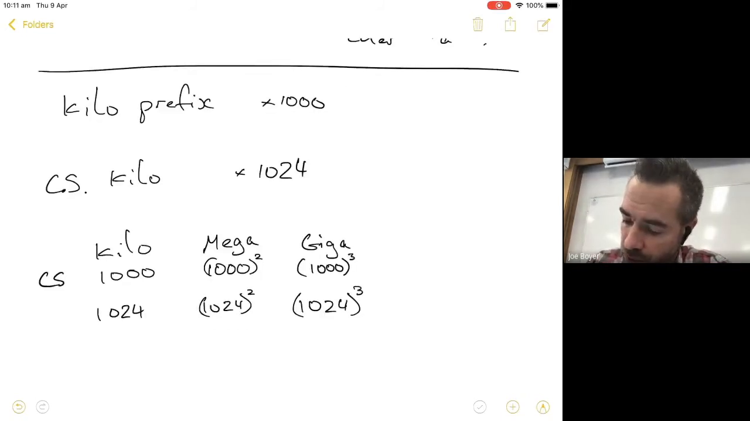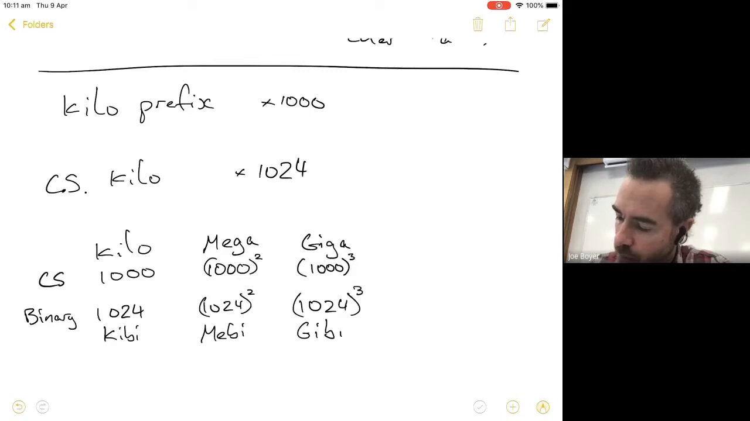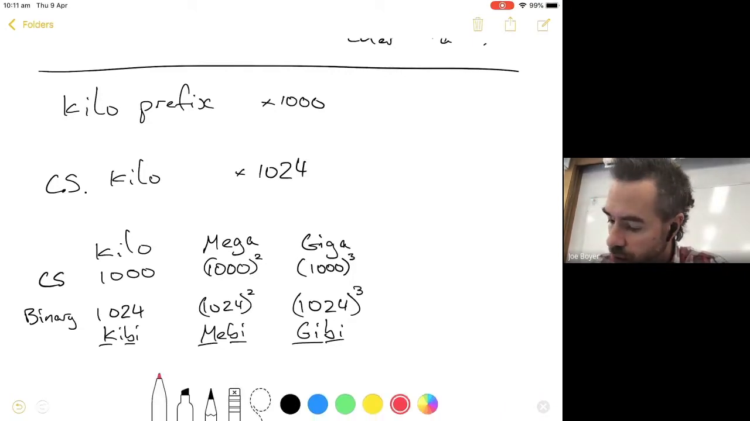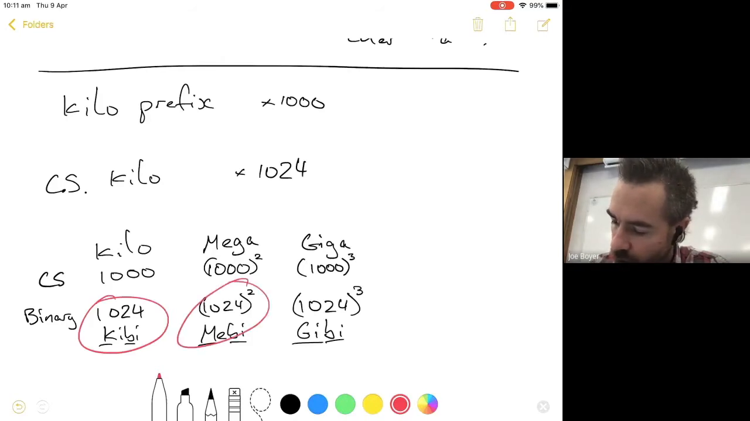Essentially this is a binary kilo, which we shorten to Kibi. This one becomes Mebi, and this one becomes Gibi, which are short for kilo binary byte, or mega binary byte, or giga binary byte. So we've got those sorts of definitions now, which are the ones that we work with and the ones that we're using all the time.